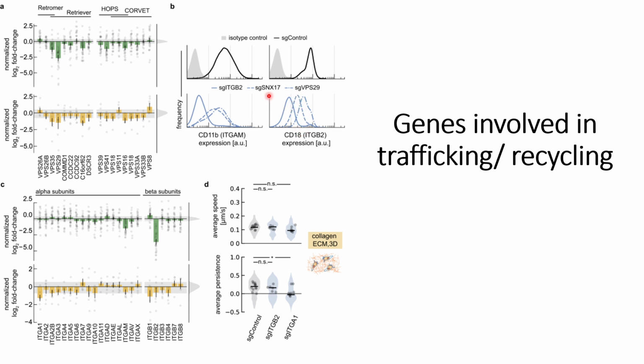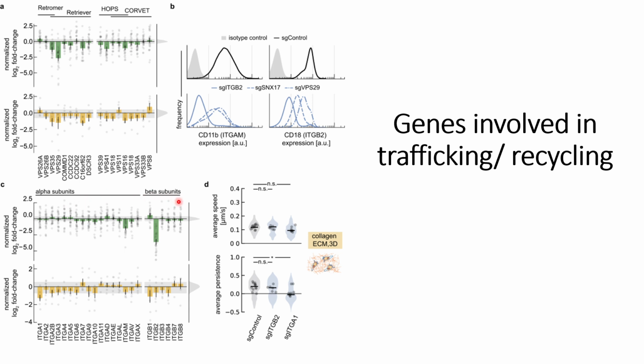and thereafter comes SNX17, and the VPS29 signal is also low compared to the reference control, where none of these genes are knocked out. So this indicates that VPS29 also has a role in protein trafficking, basically in the retriever pathway, which helps in the recycling of proteins to the plasma membrane.